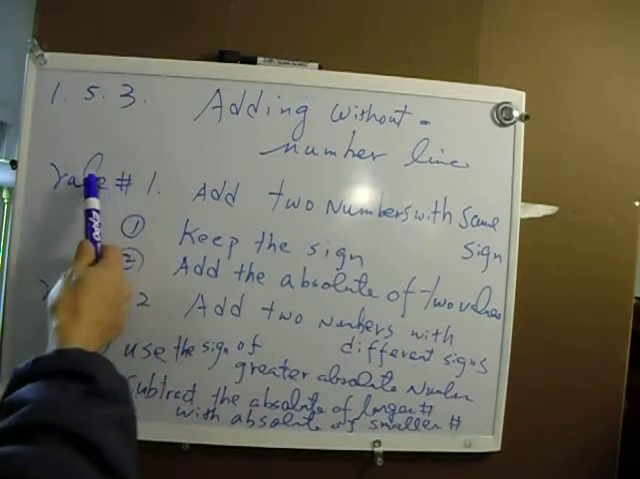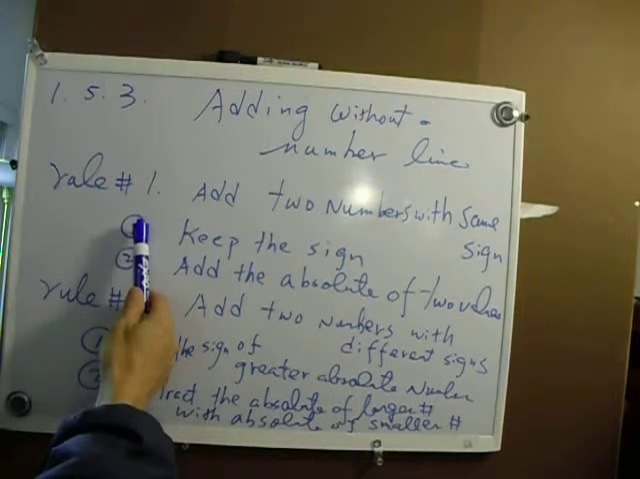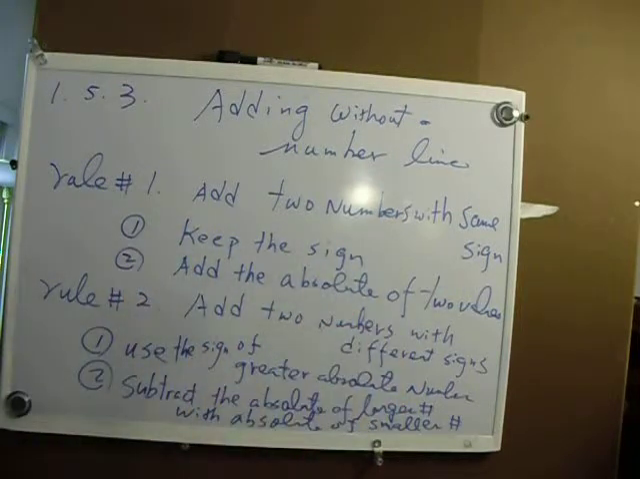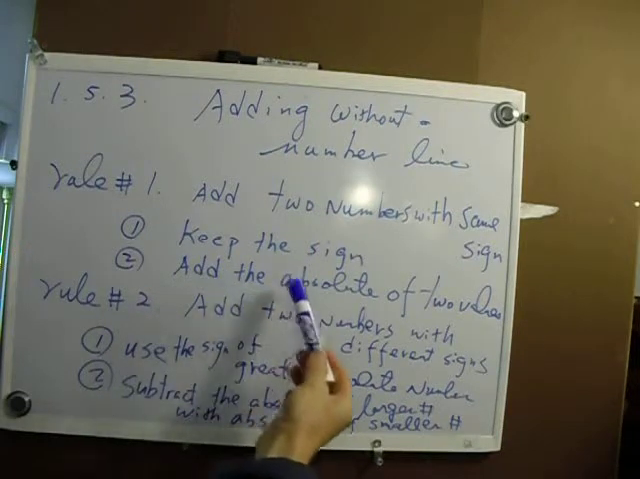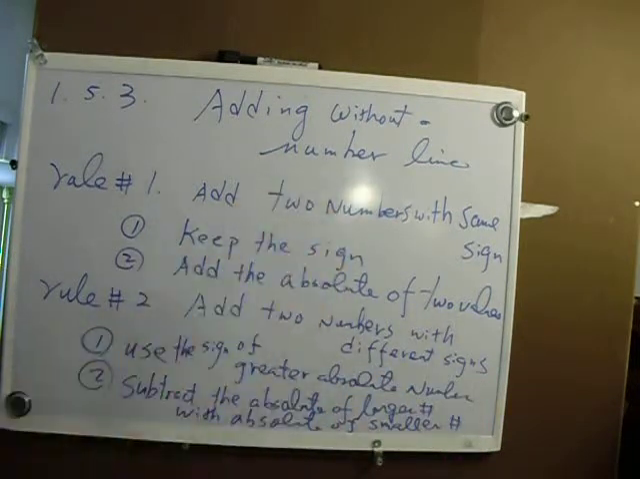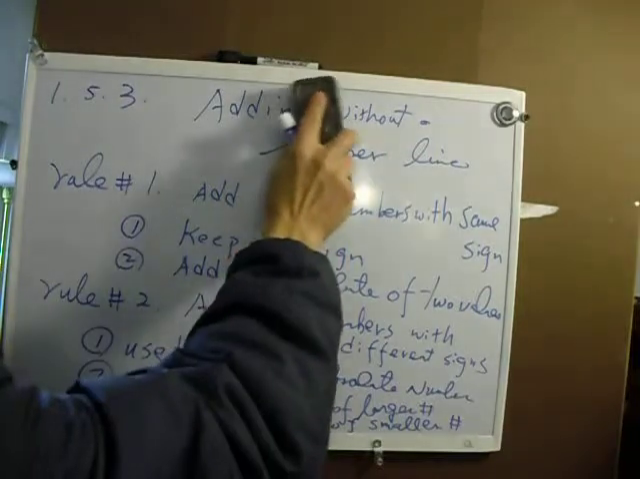Rule number one: keep the same sign. If both are positive, you keep the positive sign. That decides the sign. And then the value of the result will be adding the absolute values of these two numbers. So we need to make an example for this.